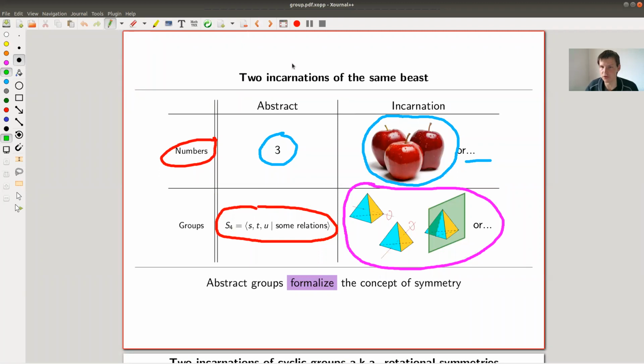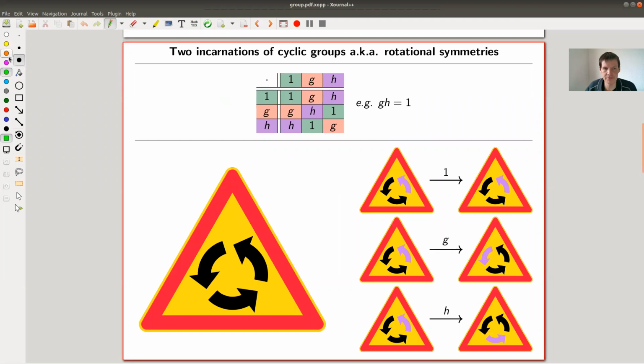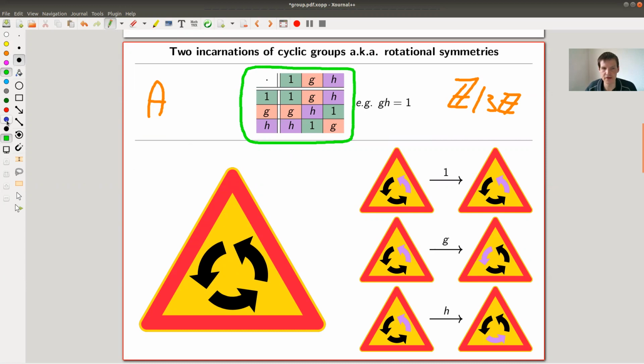Okay, let's have a look at an example of what a symmetry actually is. Here you have the abstract definition of the cyclic group with three elements, which you can identify with Z mod 3 if you want, but you don't need to. You can abstractly just define it by a multiplication table, which I'm going to explain in a second. And here you have a concrete incarnation, which I'm also going to explain in a second. In the multiplication table, you have three elements: a green one, a red one, which I call G, and a purple one, which I call H. This table tells you how to compose them. For example, G times H is the identity, which you can see up here. That's a completely legal definition of a group. That's what you would do abstractly. It's given by a multiplication table, by a rule how to compose elements. Basically, that's what it is.